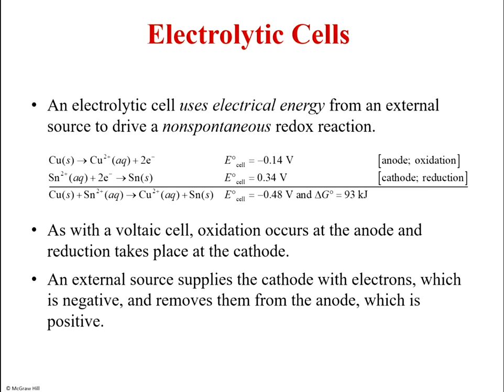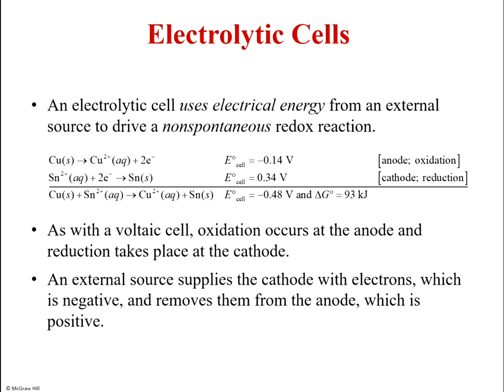If we take these 2 half reactions and add them together, we get an overall cell voltage which is negative, and as we'll see, not in this video but in our next video, this corresponds to a positive delta G value of 93 kilojoules for the reaction as written. That positive value means this is a non-spontaneous reaction.